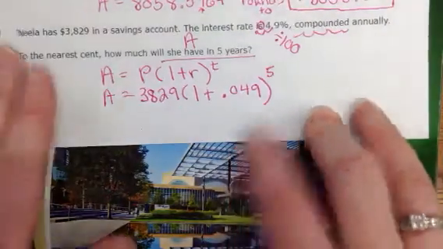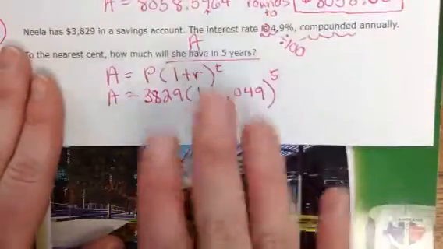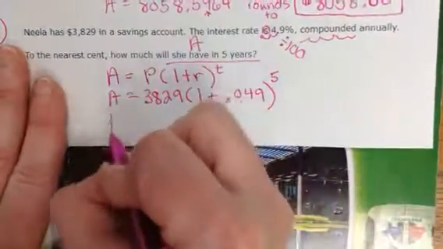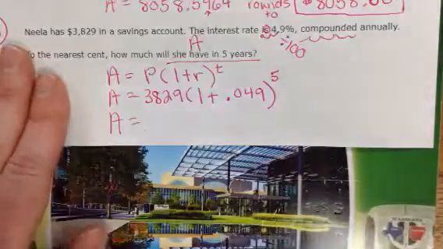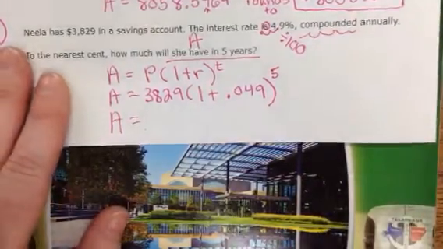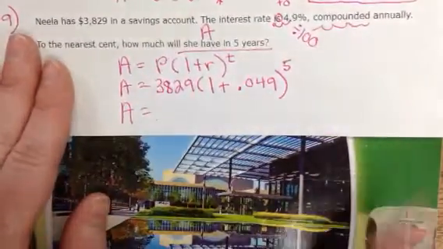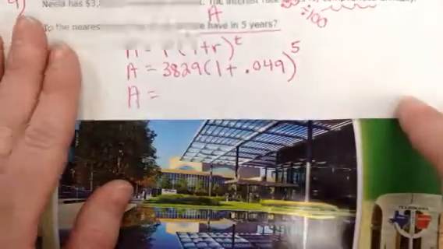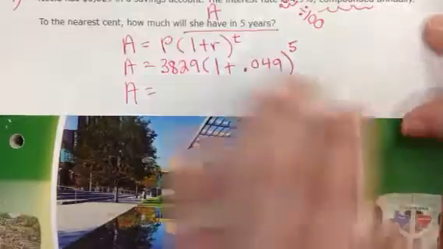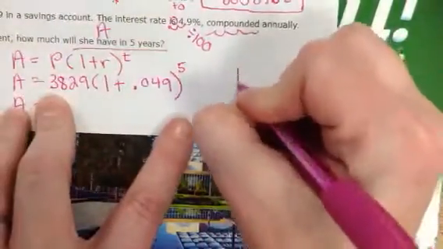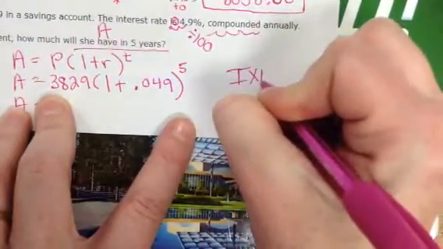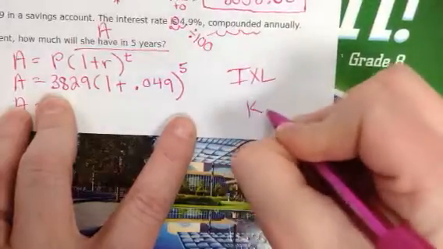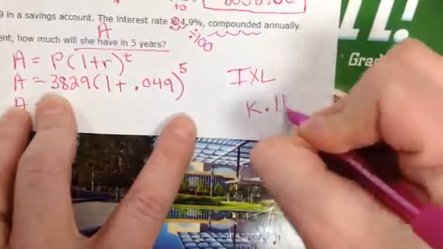Okay, I am going to let y'all finish this problem. If it needs to be rounded, make sure you round it before I check it. You're going to bring this one to me. Once you've got this one correct, you are going to work on IXL K.11.